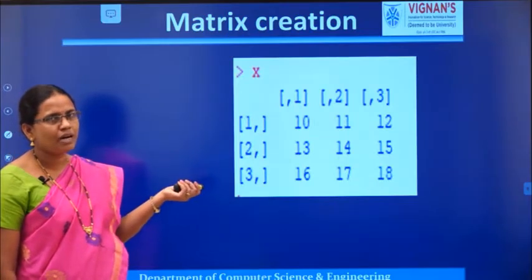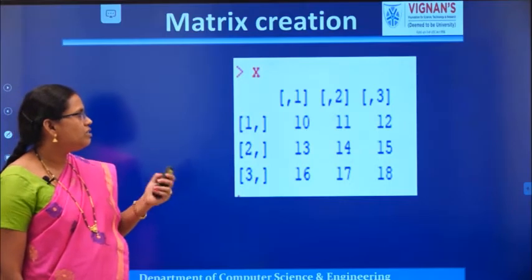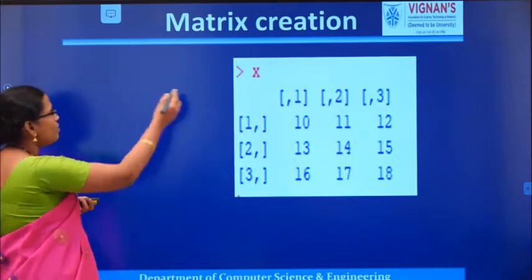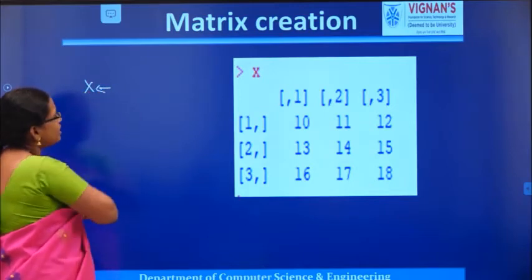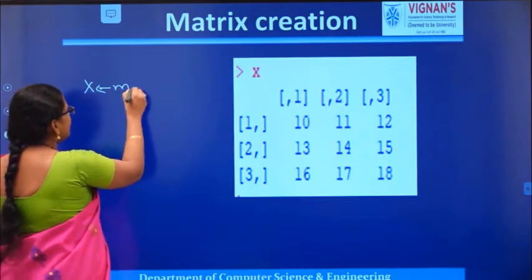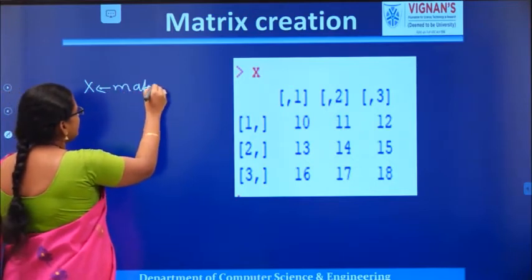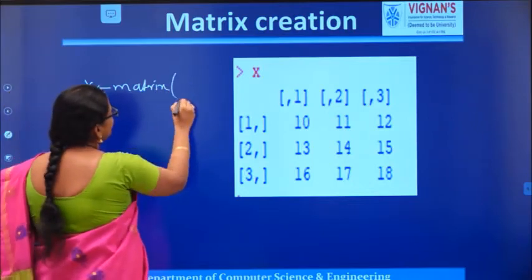See this one, this is a matrix. Okay, so let us write the statement for creating this matrix. What is the matrix name here? The matrix name is X here, right? So X is created, and to create a matrix we have a function. What is the function name? The function is matrix. X is equal to matrix of, we need to give the input.